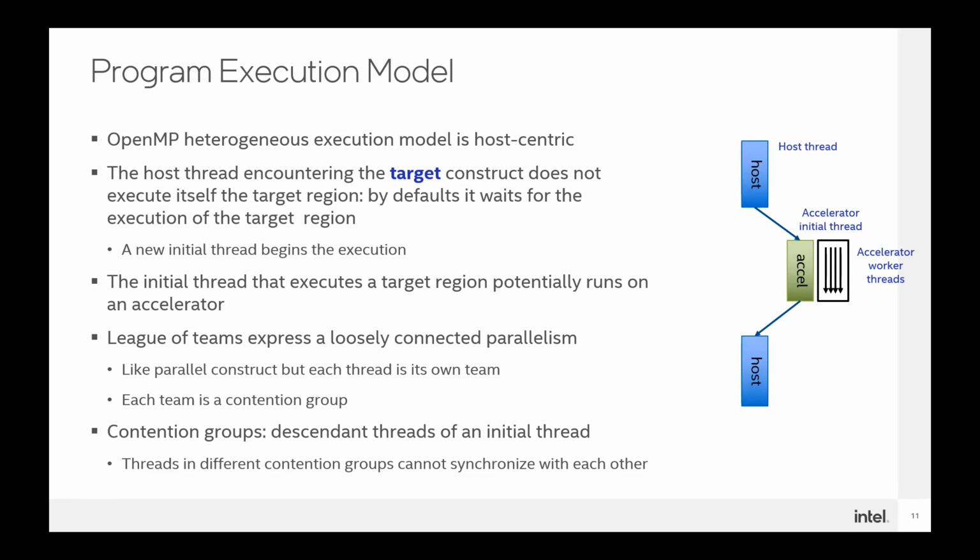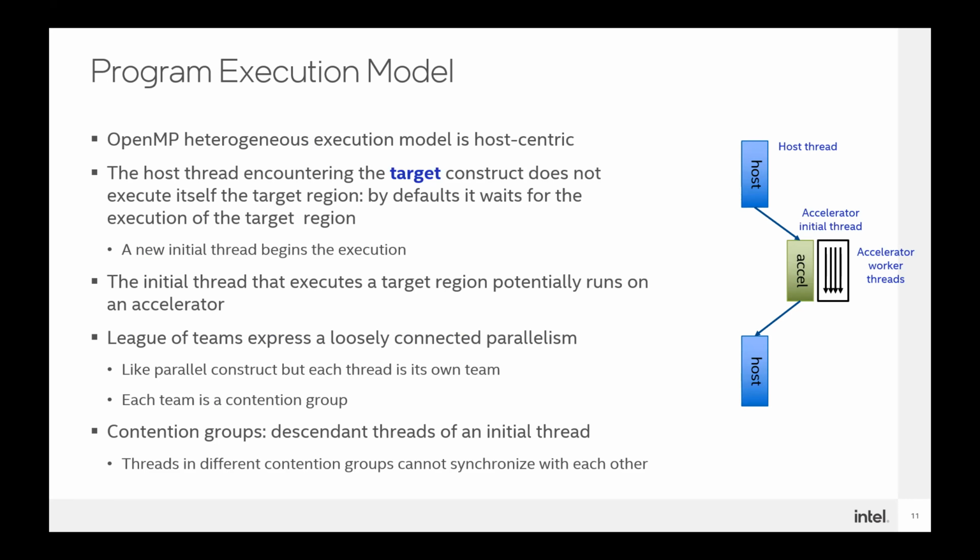The heterogeneous execution model is host-centric. There is an initial thread that runs on the host. Before OpenMP 4.0, just one initial thread was permitted for the program. When they introduced the possibility to offload to accelerators, coprocessors, or GPUs, they also introduced the possibility to have multiple initial threads inside the same program.